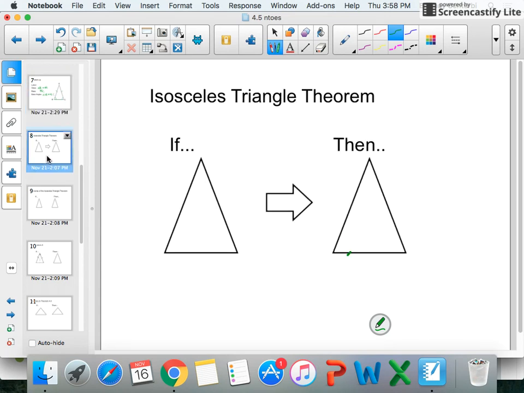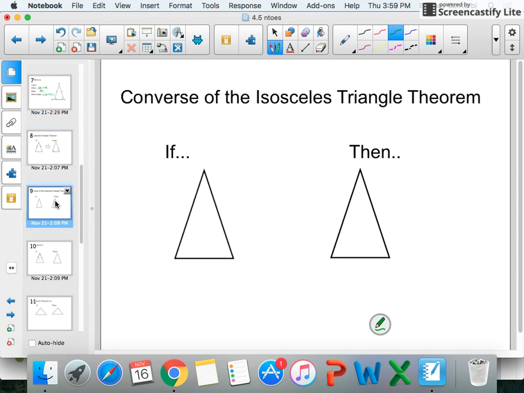Now in this chapter we have a few theorems. The first theorem is the isosceles triangle theorem. That says that if the sides of an isosceles triangle are congruent, then the base angles are also going to be congruent. The converse is the flipped version. That says if the base angles are congruent, then the sides are going to be congruent.